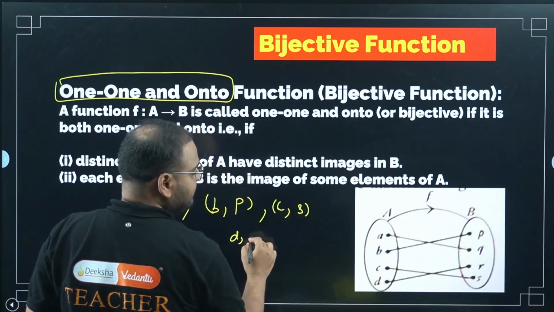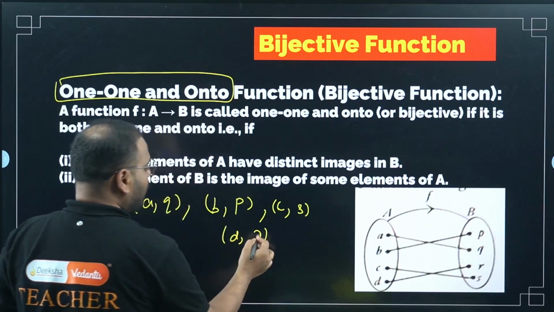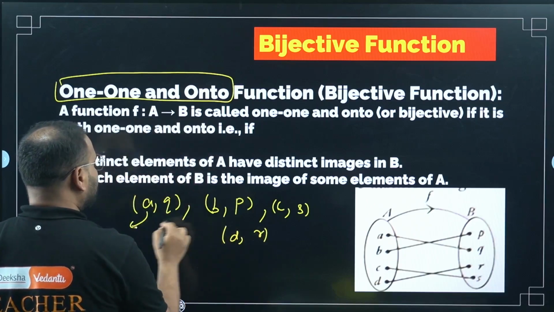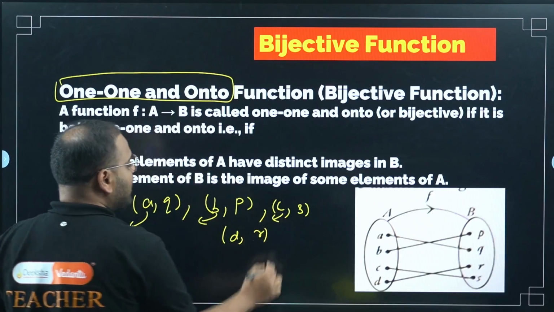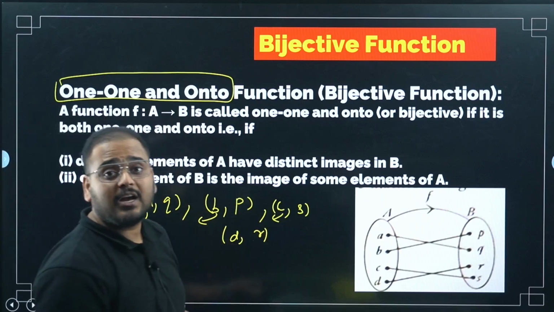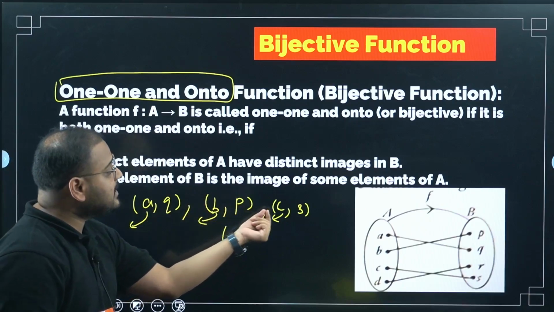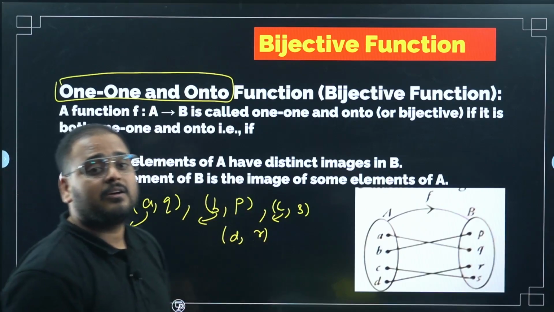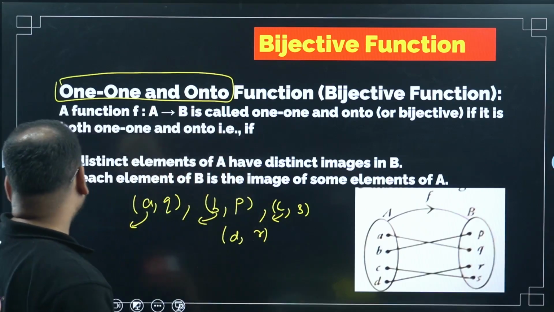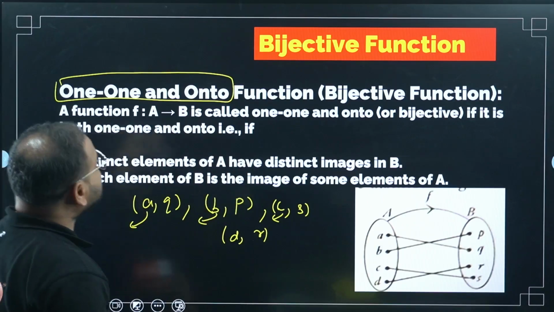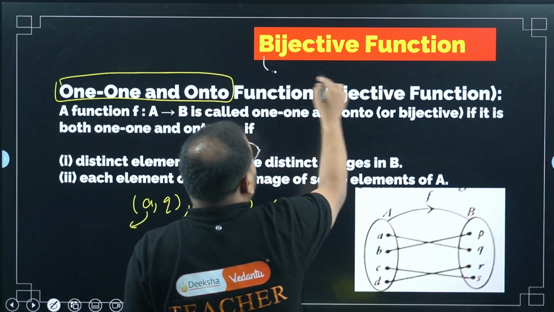And for D I have R. So all these X values, all these domain values have unique range values or unique images. Image of A is Q, image of B is P, C is S, D is R. Only then we can say the function is of bijective kind.